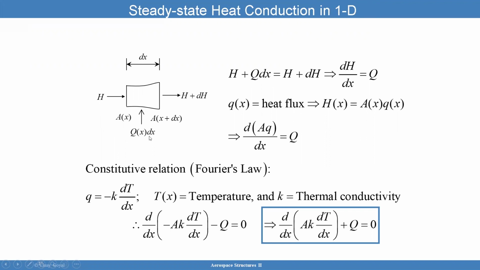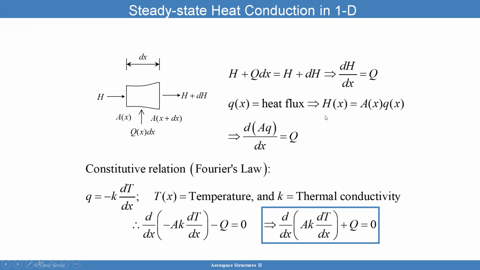So the heat going in, Qx dx, has to be equal to H plus dH, right? So that's heat going in and heat going out. So that has to be equal. And you can see here that I can now cancel H, and I then have dH/dx equals Q.